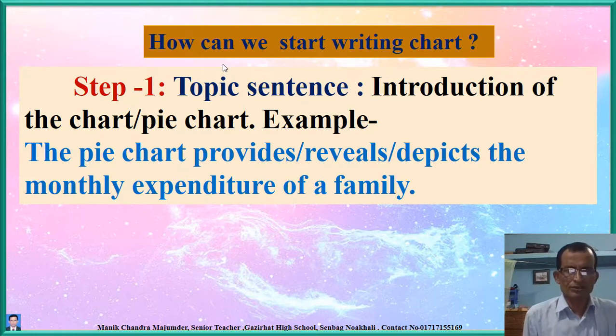Now, how can we start writing a chart description? Dear students, I have divided describing a chart into three parts: step 1, step 2, and step 3. Step 1, topic sentence. That means the introduction of the chart, pie chart or graph. For example, we can start writing the pie chart in such a way: the pie chart provides, or reveals, or depicts the monthly expenditure of a family.